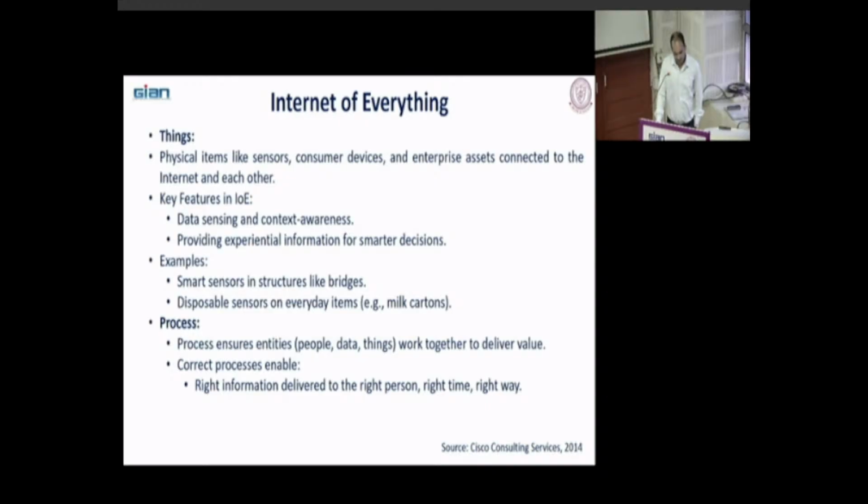The correct process enables the right information to be delivered to the right person, at the right time and in the right way. If the right information is not passed to the other members, we have seen what could happen in the Nokia Ericsson case. Then the right time: if there is a delay, the best example is the driverless car. If there is a sudden delay in executing, it will be a huge problem. And then the right way: if you don't pass that information in the right way, how could another person analyze or understand it?